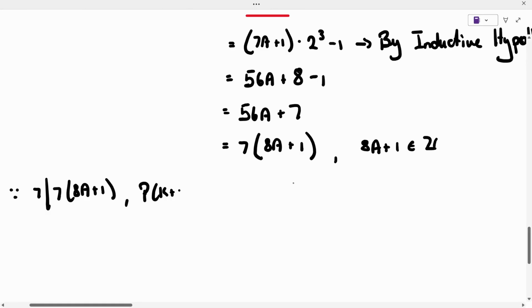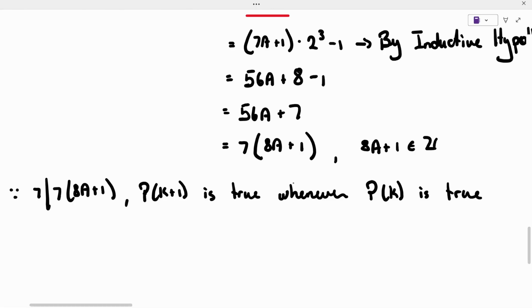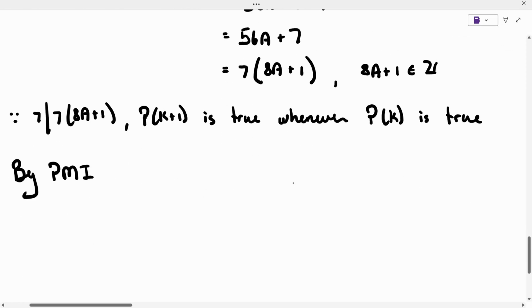P of k plus 1 is true whenever P of k is true. So, by the principle of mathematical induction, our conclusion is that 7 divides 2 to the 3n minus 1 for all natural numbers n. And that's the proof.